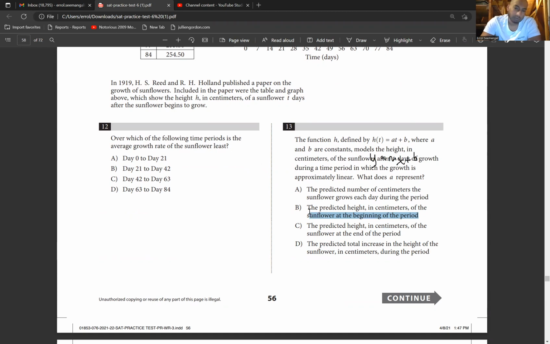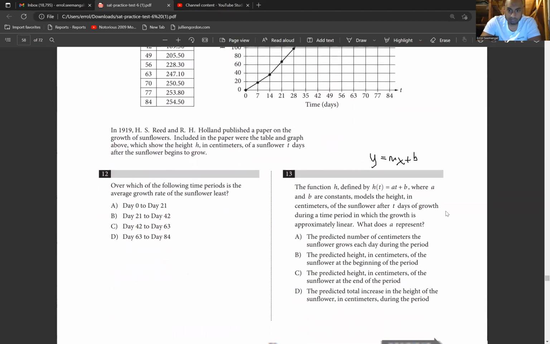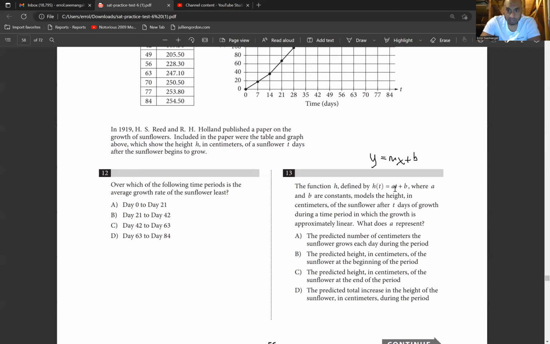Wait a second. If a is the slope, which one makes sense there? I was thinking it's D. D, the predicted total increase in height of the sunflower. Yes, yeah, that makes sense. Total increase in height. Yes, yep, that makes sense.